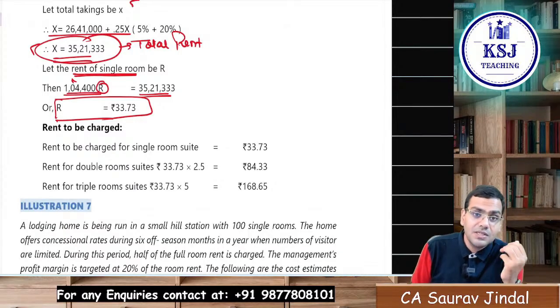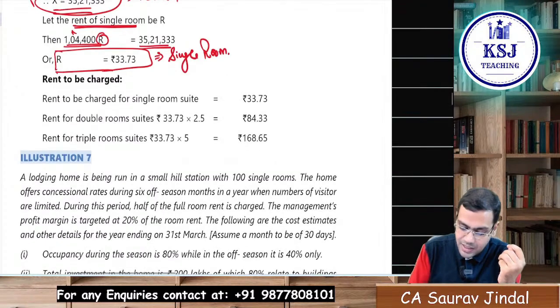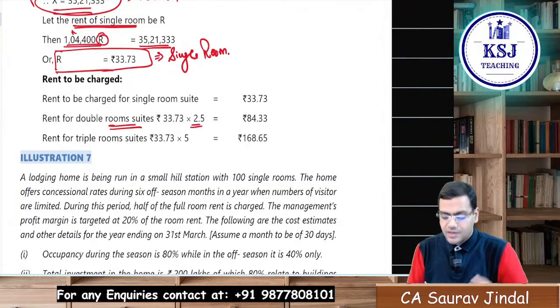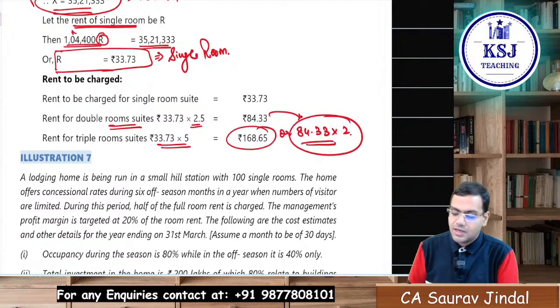33.73. Now this represents what? This is the rent of what? This is the rent of a single room, sir. So what will be the rent of the double room? That will be multiplied by 2.5. And what will be the rent of the triple room? That will be multiplied by 5, or it can also be written as 84.33 into 2, that is double the double room. Both ways it is correct, sir. Clear?